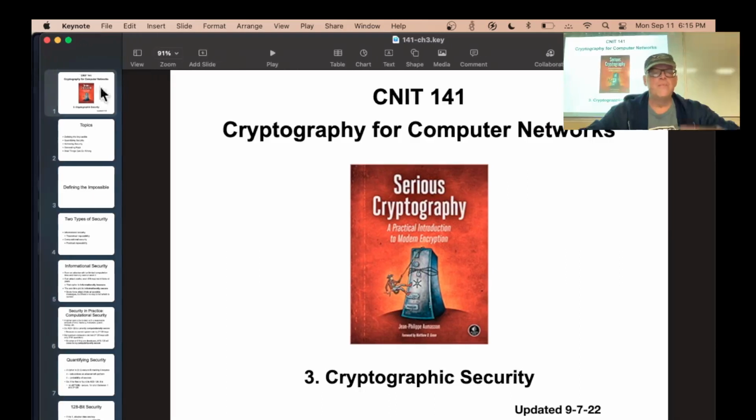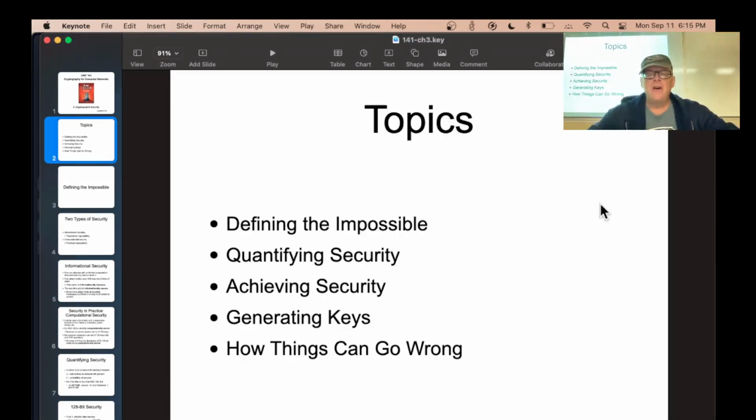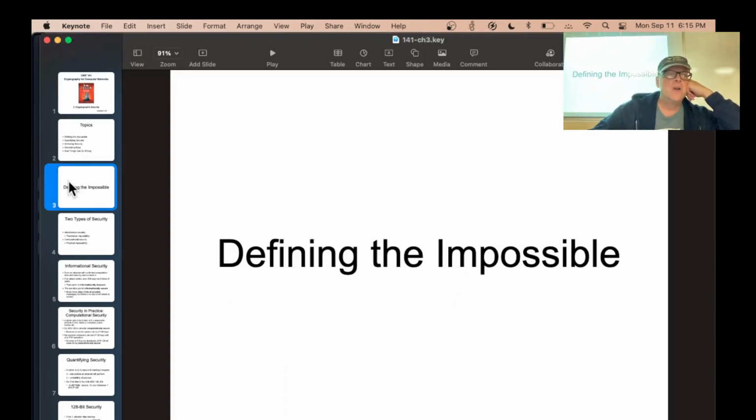All right, so what you want is for it to be impossible for someone to get in without the key. So you have to define what would be impossible, and then we can talk about various security goals you can have and things that can go wrong. So how do you ever prove that anything is impossible? This is in fact something mathematicians love to do.